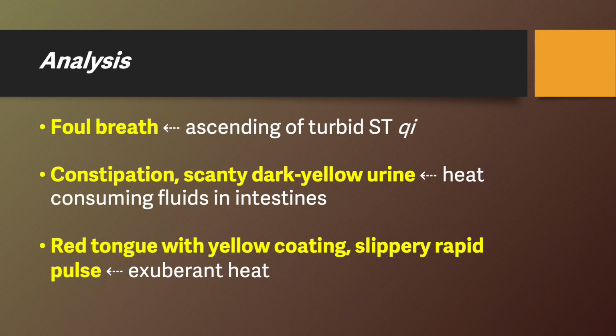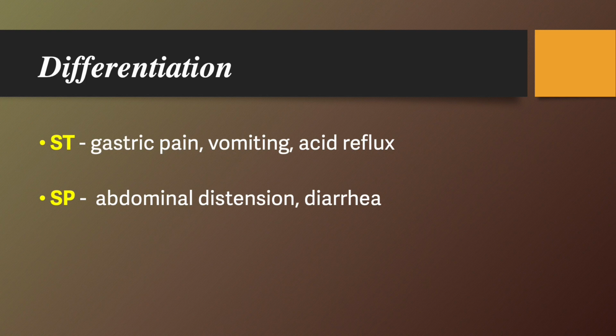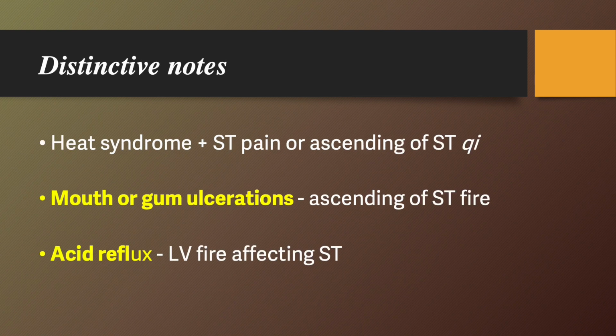Heat-consuming fluids in the intestines causes constipation and scanty dark yellow urine. A red tongue with a yellow coating and a slippery rapid pulse are typical signs of exuberant heat. This pattern should be distinguished from damp heat due to spleen deficiency. Generally, the stomach can be identified by gastric pain, vomiting, and acid reflux, while the spleen can be identified by abdominal distension and diarrhea. This pattern can be concluded by a heat syndrome plus stomach pain or ascending of stomach qi.